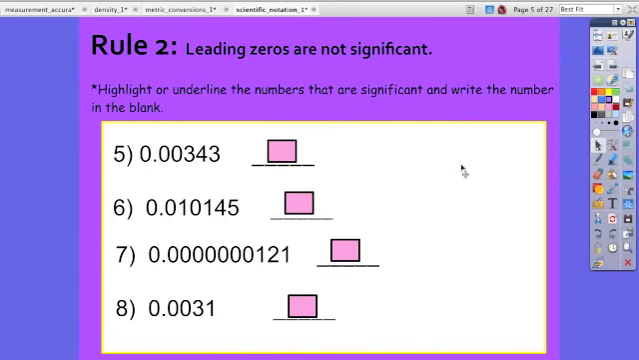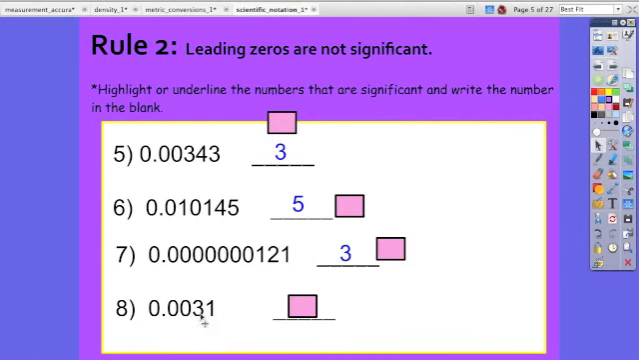Rule number 2. Leading zeros are not significant. These are just placeholders. In this case, we have 3 significant figures. Here we have 1, 2, 3, 4, 5 significant figures. And here we have 3. And in this case, we only have 2 significant figures.